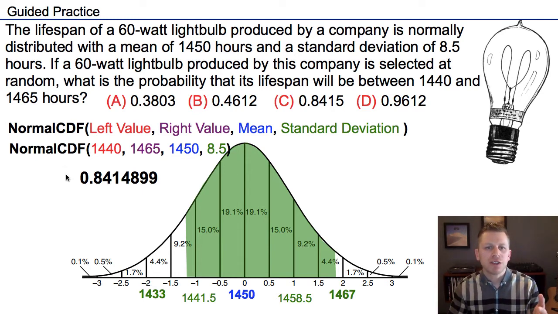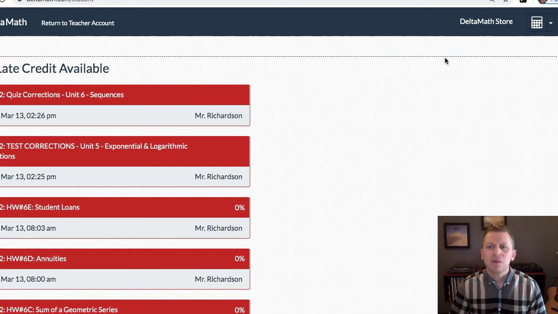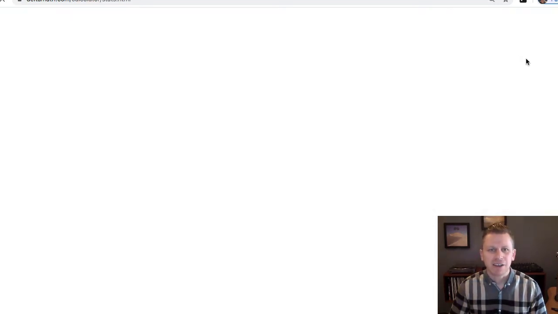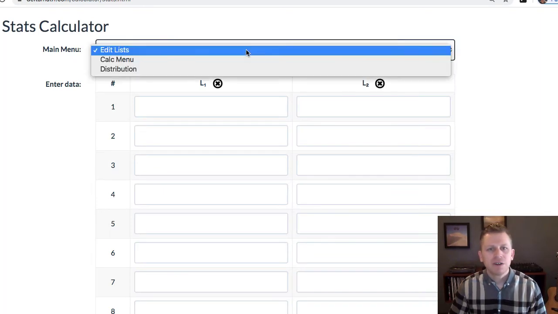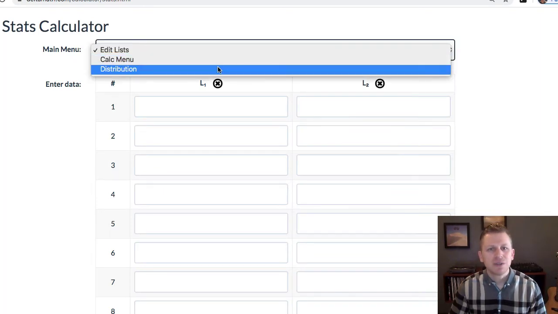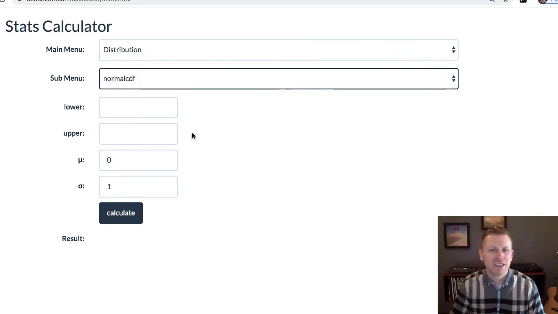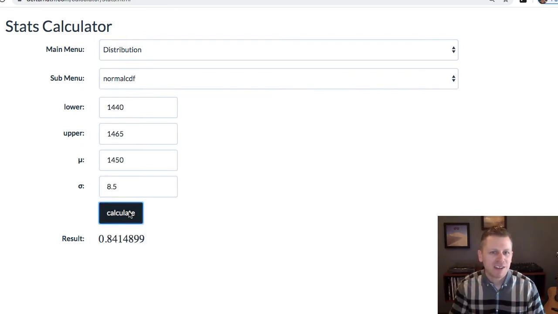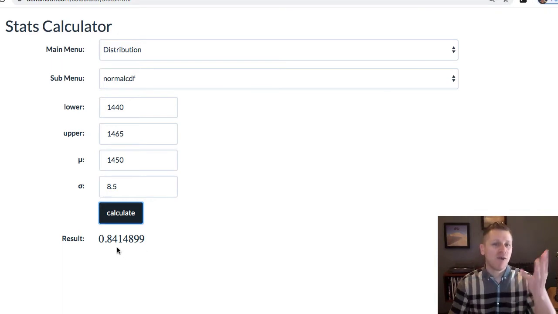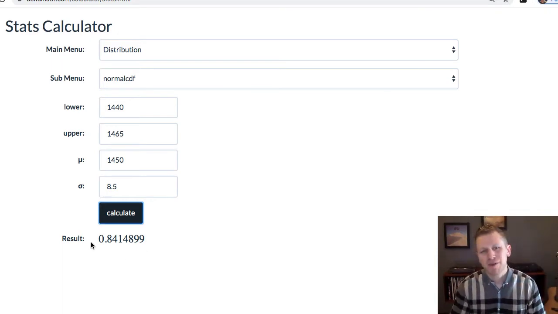First thing you're going to want to do is open up deltamath. When you're on deltamath, go up to the top right-hand corner and select Statistics Calculator. From there, go to Distribution. When you're on the Distribution menu, pick NormalCDF. You'll see it has a space for lower, upper, mean, standard deviation. Simply type in the values you want, hit Calculate, and voila, there is the probability written as a decimal that a value falls between your lower and upper value.